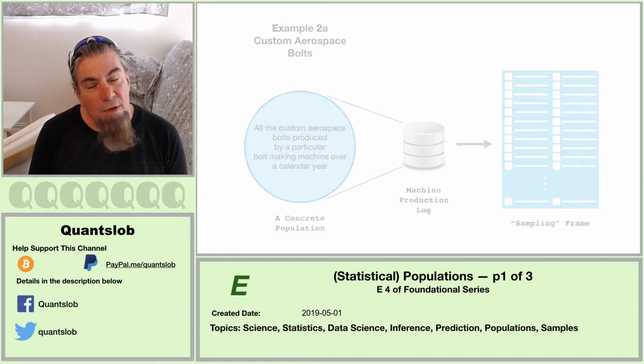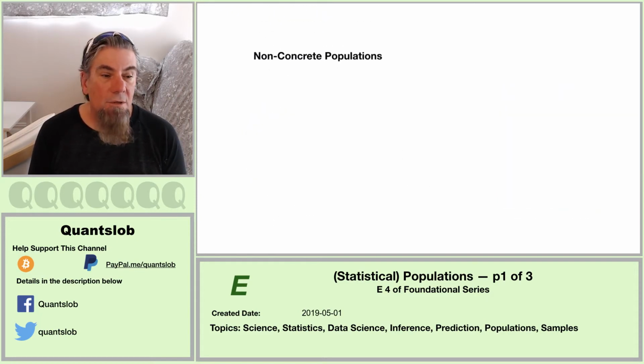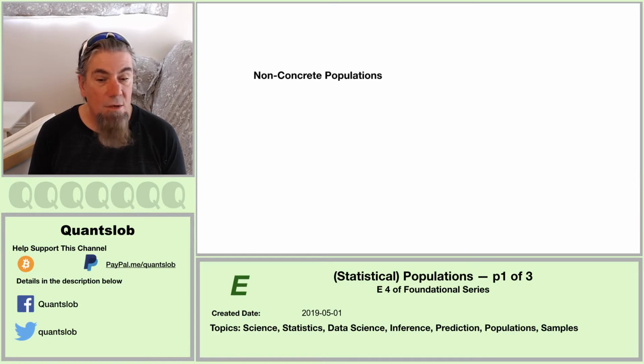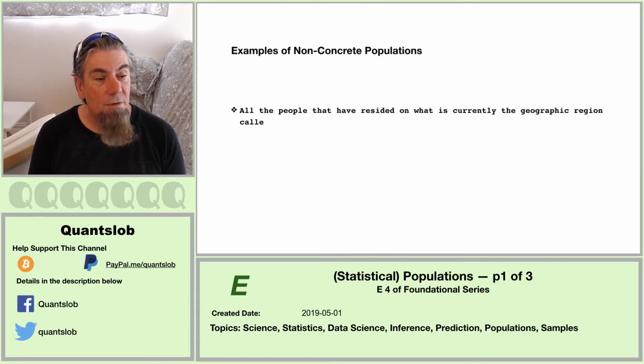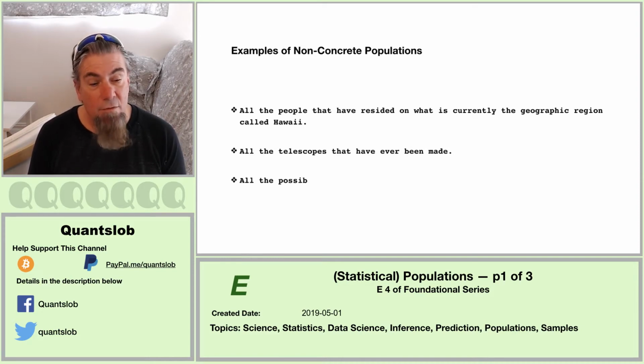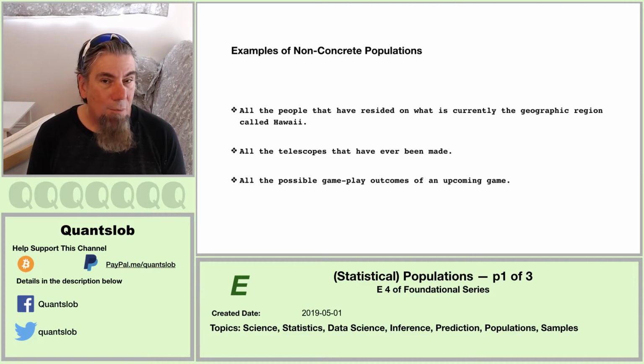If any of the elements that belong to a population don't exist or otherwise cannot be identified or enumerated, the population is usually regarded as non-concrete. So some examples here. All the people that have resided on what is currently the geographic region called Hawaii, all the telescopes that have ever been made, all the possible gameplay outcomes of an upcoming sports game.